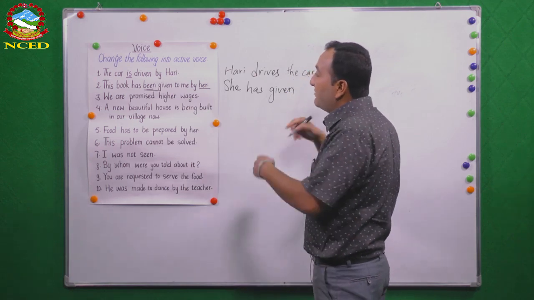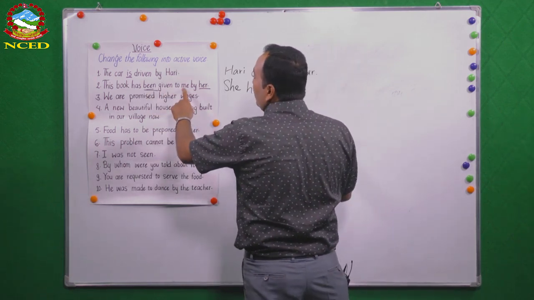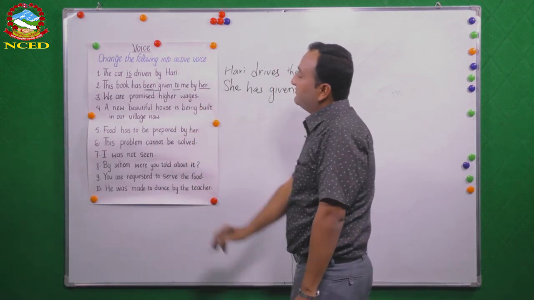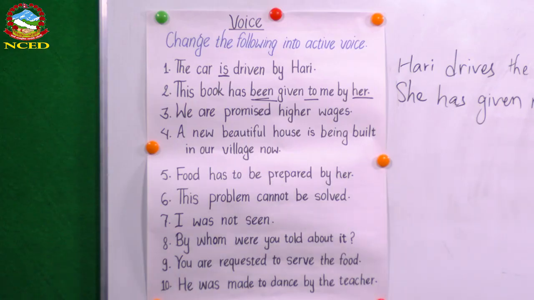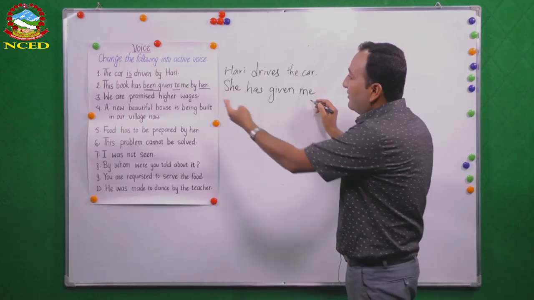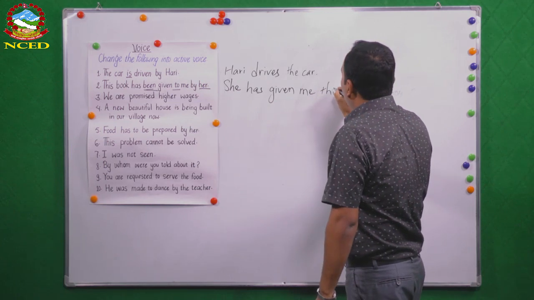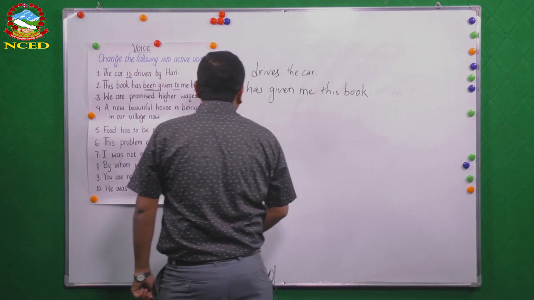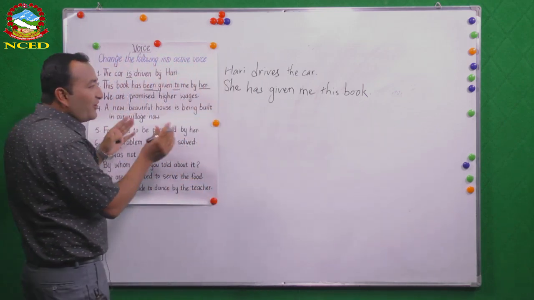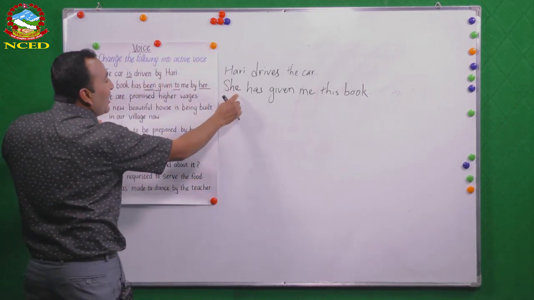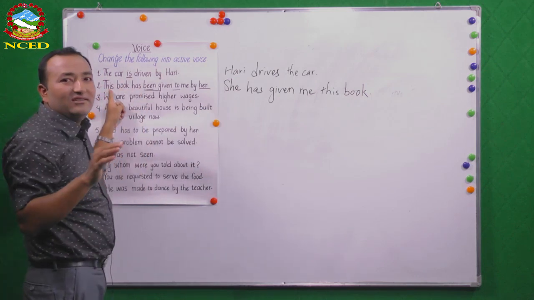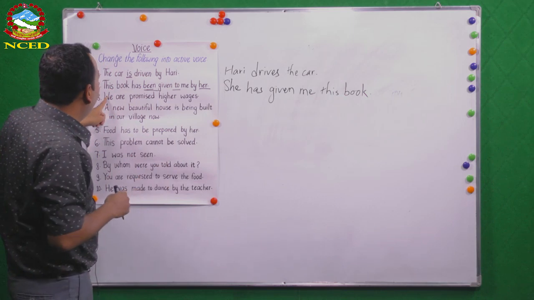She has given. Given what? Given whom? Given me. This is the first object. Remove to. यसमा to हटाइदिने. Because to is added while making into passive, She has given me this book. This is how we change it. And for your confirmation, you can change this sentence, your answer, into passive voice and see whether this sentence comes or not. If it comes, then you are right.